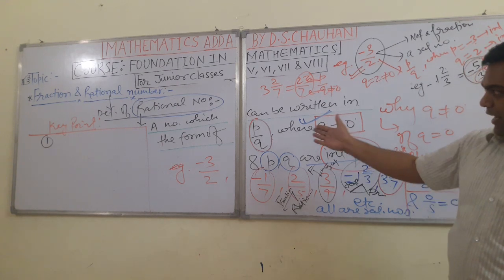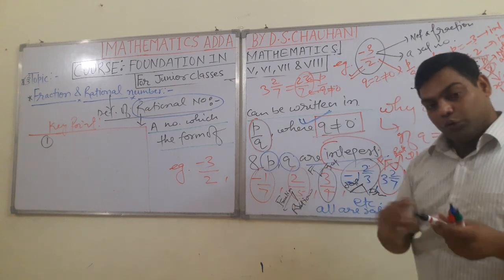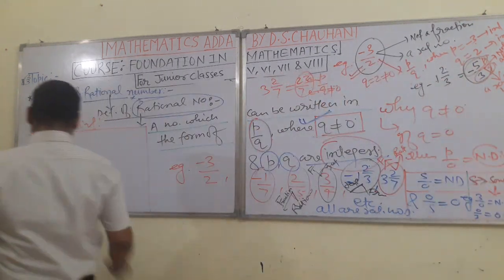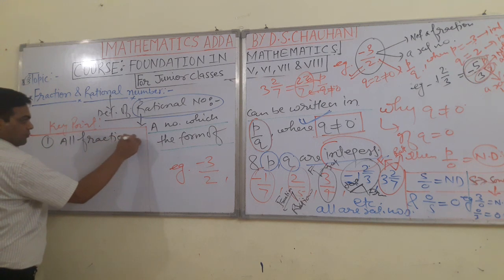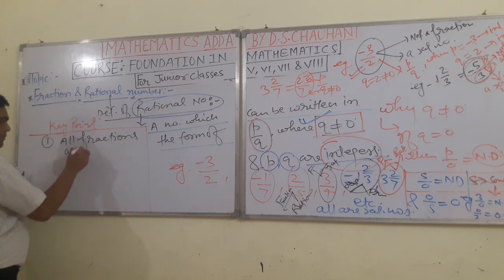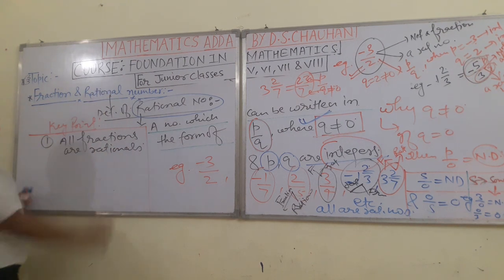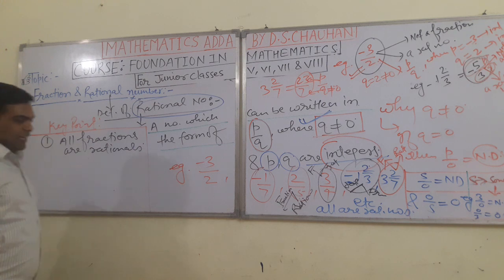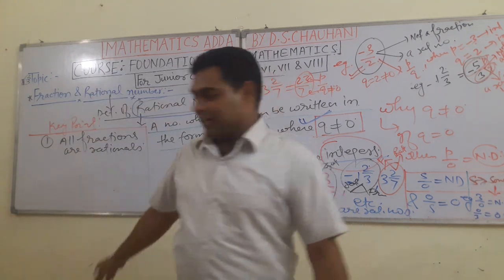You have seen in many more examples whatever I have described in front of you. So keep remembering these points. All fractions are rationals. Remember always, it means whatever the fraction, it will always be understood that they are rational.